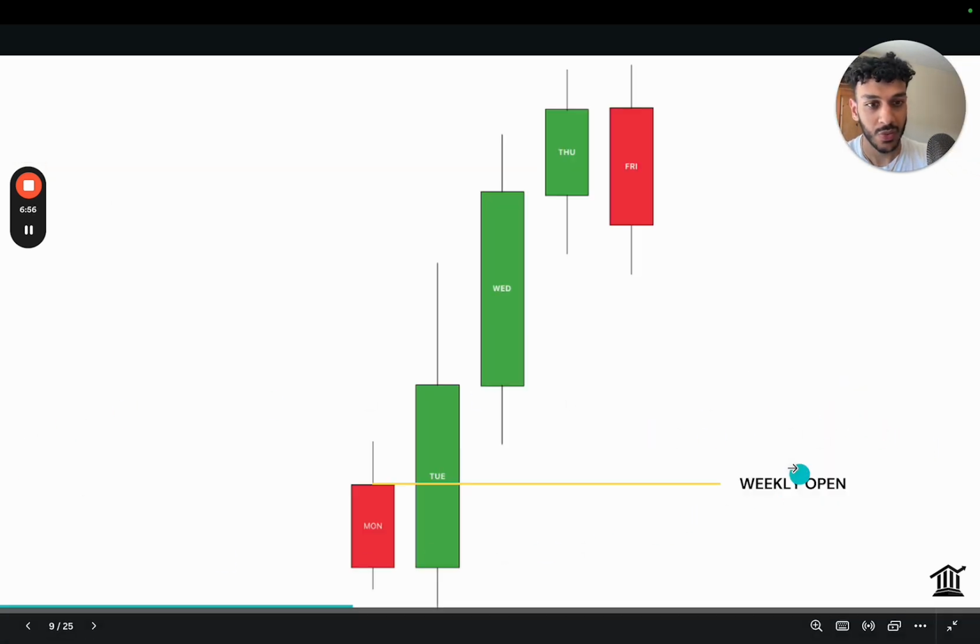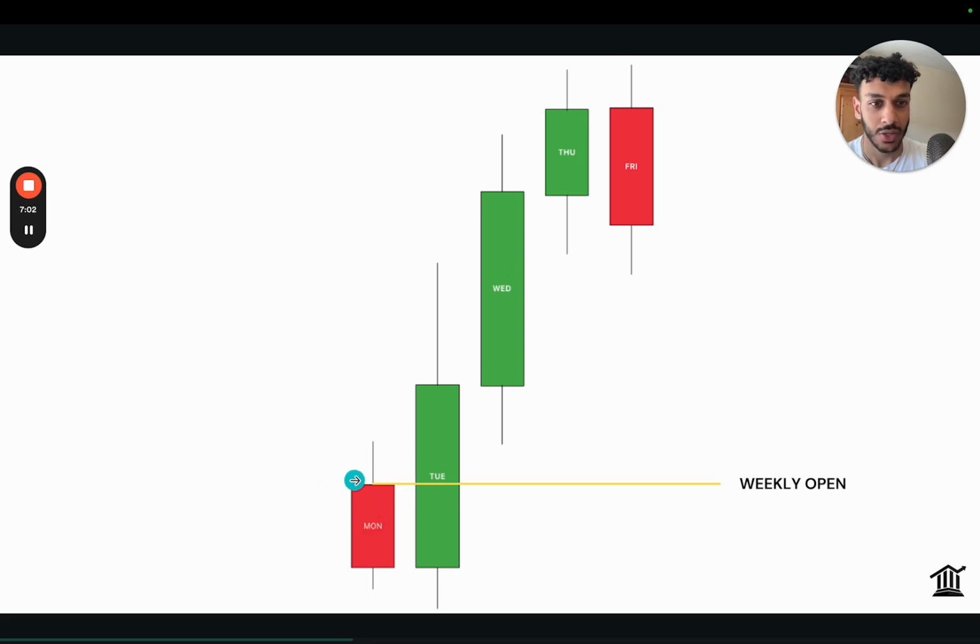Well, this is where the weekly open comes in. Okay, so understand the weekly candle actually starts here. So what are we actually trying to do here? Well, let's say you've already got the daily bias, right? So let's say you've done all that inner work, you've done all the back end stuff, and now you're just waiting to see the week play out.